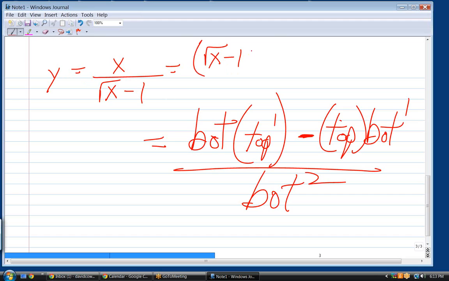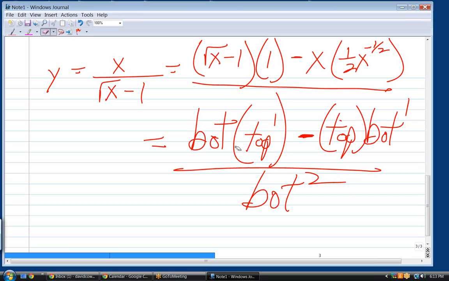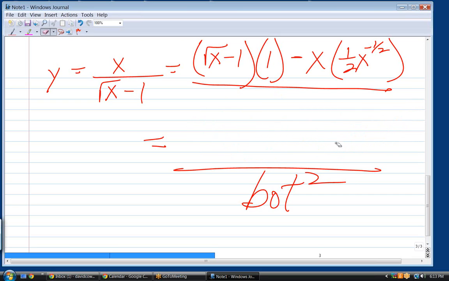So there's your bottom. The derivative of the top is, like you said, 1, minus the top. Now, what's the derivative of the bottom? That would be 1/2 x to the power of negative 1/2, right? Yes. And then the derivative of a constant is 0, and then all over the bottom squared. What's the bottom squared? It's going to be x minus 1.